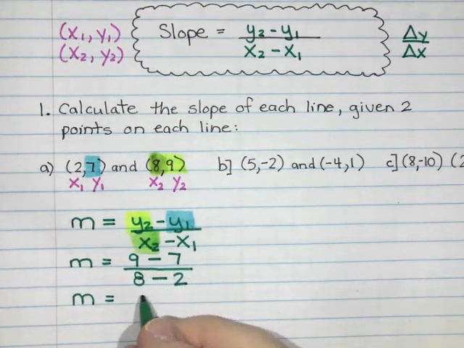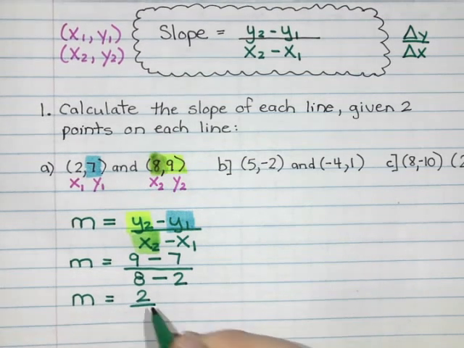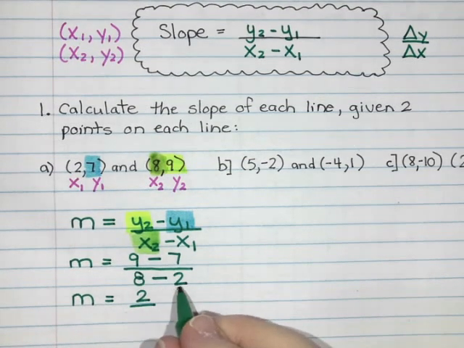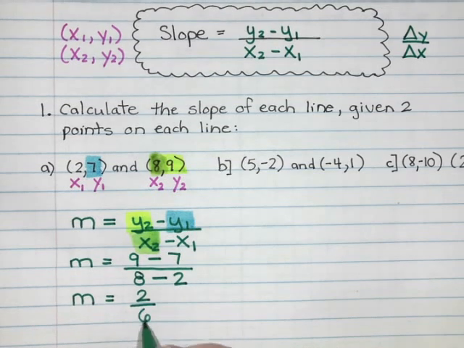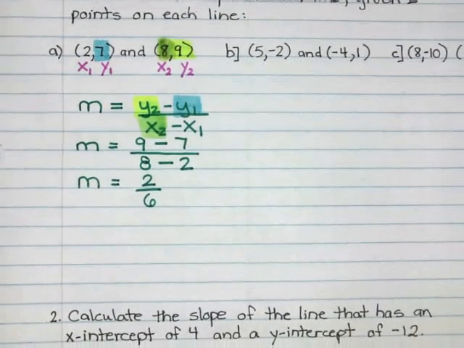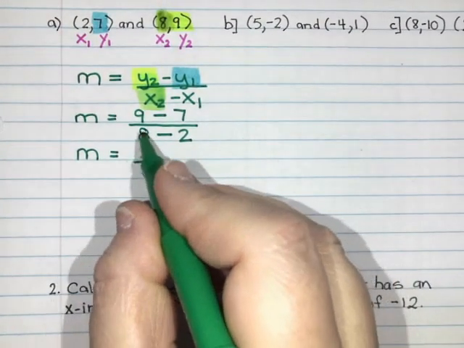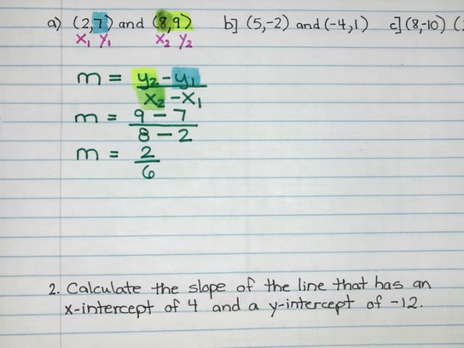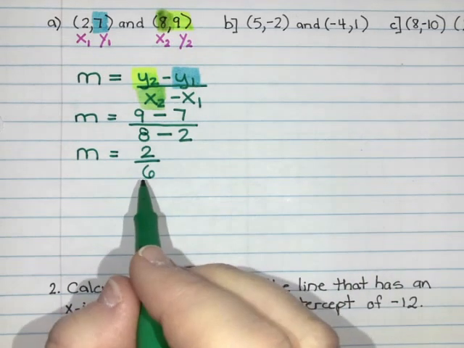9 take away 7 is 2. You can use a calculator if you need to. And then 8 take away 2 is 6. So our slope is 2 over 6. So if I was graphing this line, we would go up 2 and over 6 to get to the next point. Now, I could leave it as 2 over 6.